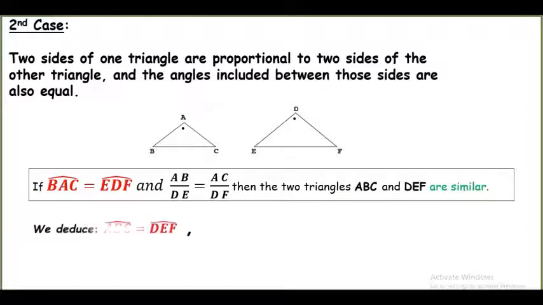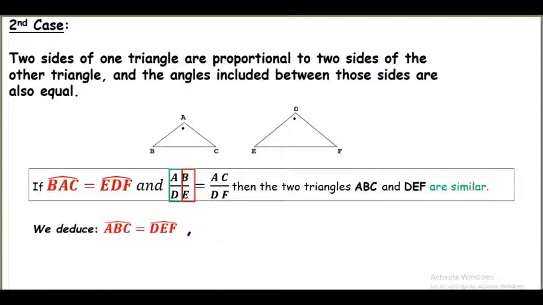Now, we can deduce that the angle ABC is equal to the angle DEF. You see here, the angle of vertex A is equal to the angle of vertex D. These are equal in the first ratio. What are the letters that are left? B and E. So the angle of vertex B, that is ABC, is equal to the angle of vertex E, which is DEF. So these two angles are equal.